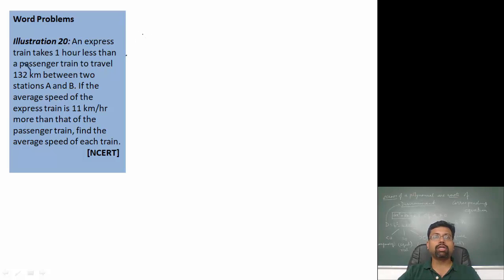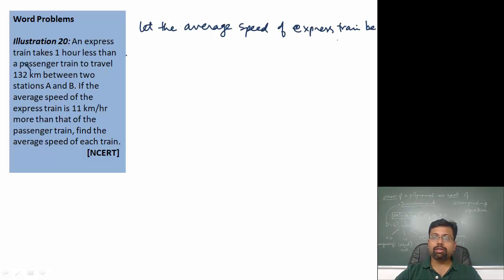We have to assume that the speed remains constant or uniform. This is one assumption that's implied in such questions. Otherwise, you will not be able to solve it. Now we have to find the average speed of the train. So let the average speed of the express train be x kilometers per hour. This is what we need to find out, so we have assumed it to be x.